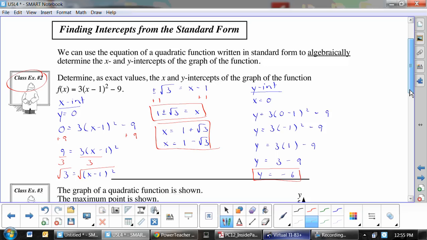Okay? And just a reminder, if it says exact values, that means if you get any fractions or radicals like we have here, you want to keep them as those. Okay? So you don't want to write it in decimal.